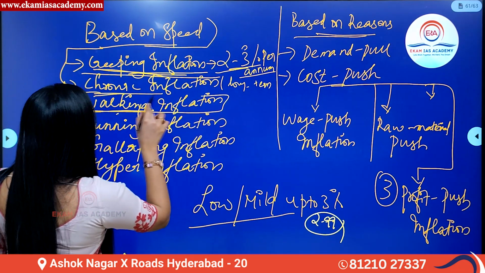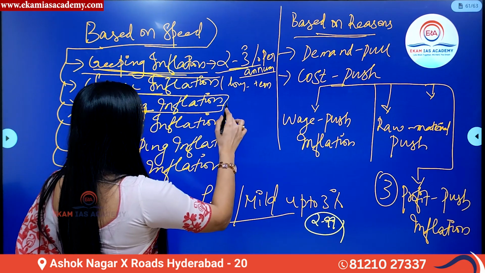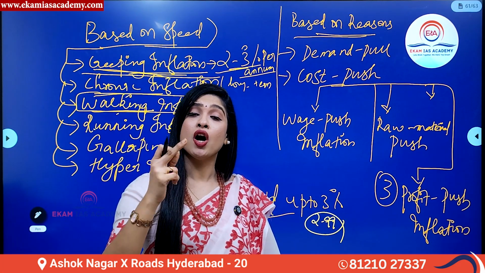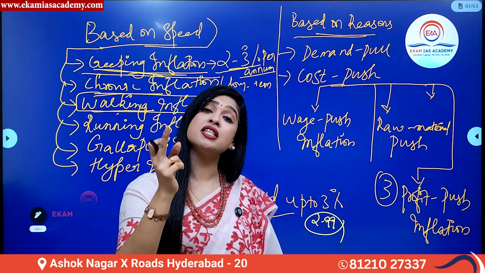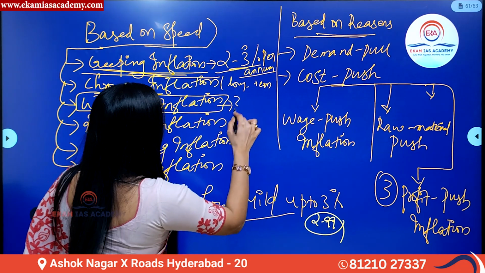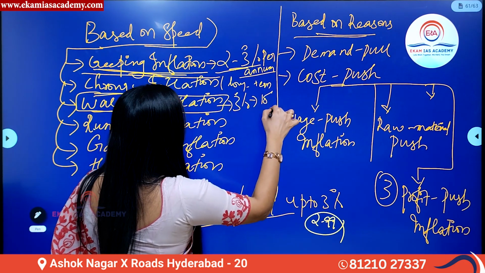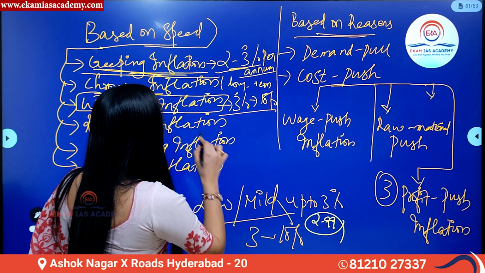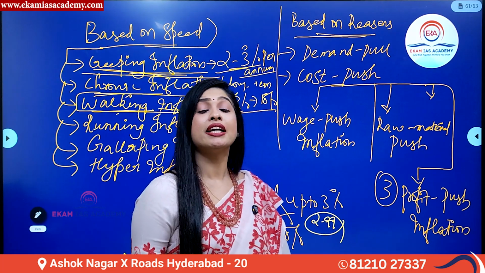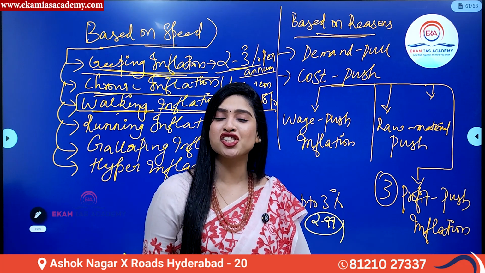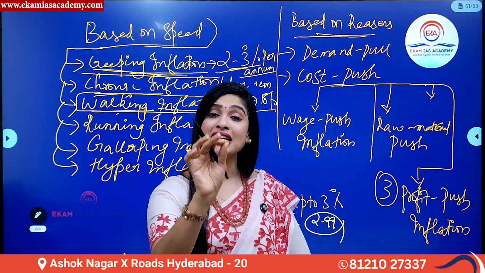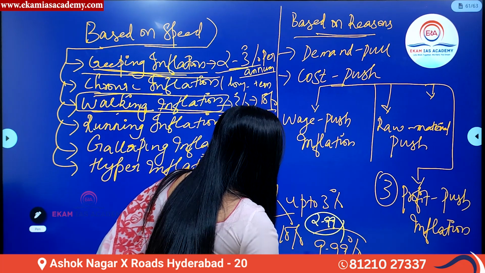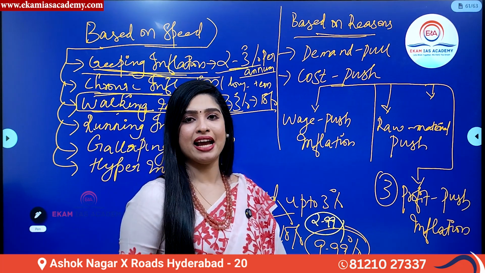Walking inflation. Now, when the rate of inflation, let's say for example, when the rise in price is more than 3%, but up to 10% per annum. So more than 3, but what is the limit? Up to 10% per annum. It is called as walking inflation in simple terms. Price rise up to 9.99% is allowed in walking inflation.